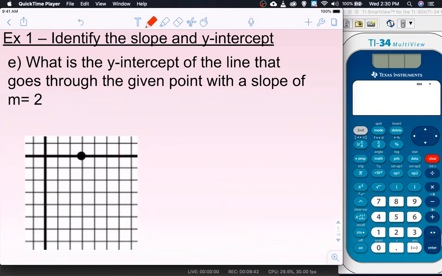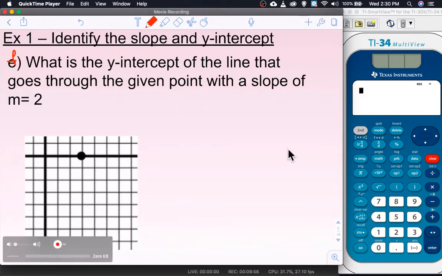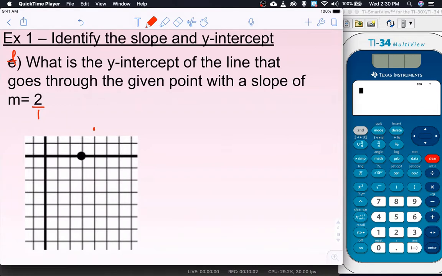So this one would be letter F, I suppose, then. My letters seem to be off. What is the y-intercept of a line that goes through the given point with a slope of 2? I'll do this one. You did the last one. So through this point with a slope of 2 means I would go 2 over 1. Up 2, over 1. So I'm imagining right here. So I went up 2, over 1.